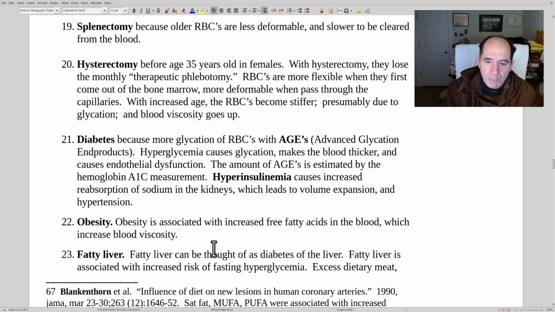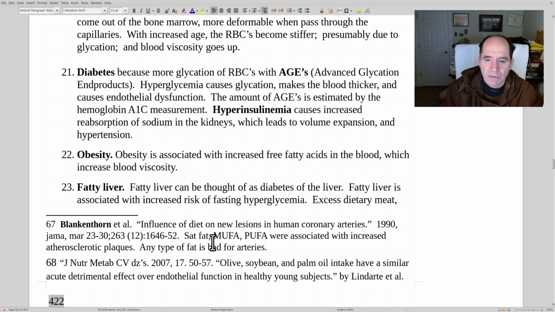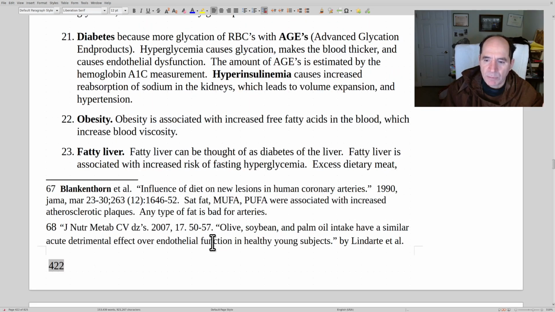Obesity. Obesity is associated with increased free fatty acids in the blood. You start getting a spillover effect where they start leaking fat into the blood. Fatty liver can be thought of as diabetes of the liver, with increased risk of fasting hyperglycemia. Okay, this was a good paper, number 67 in the footnote.